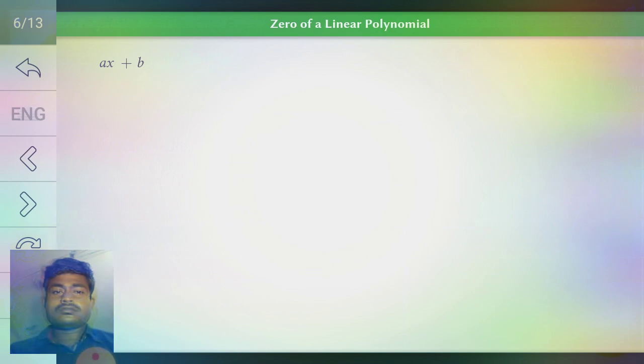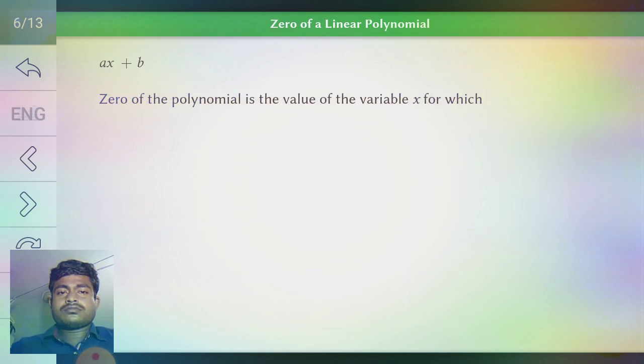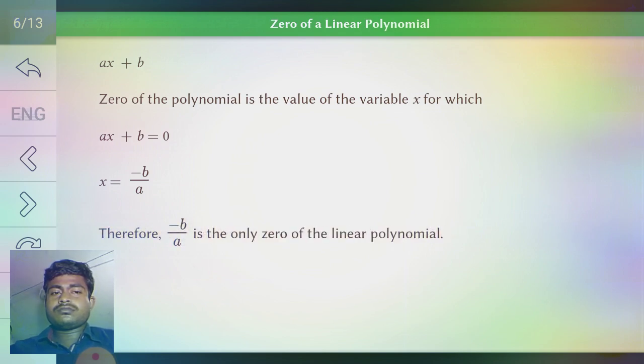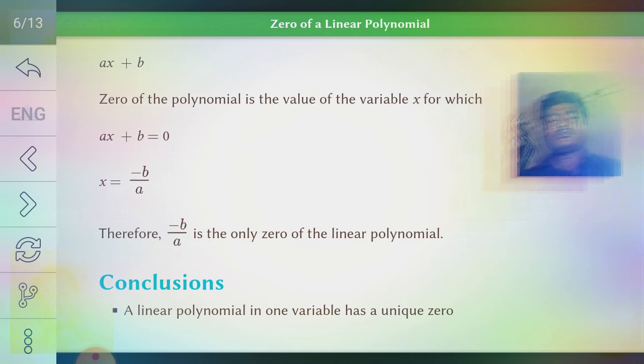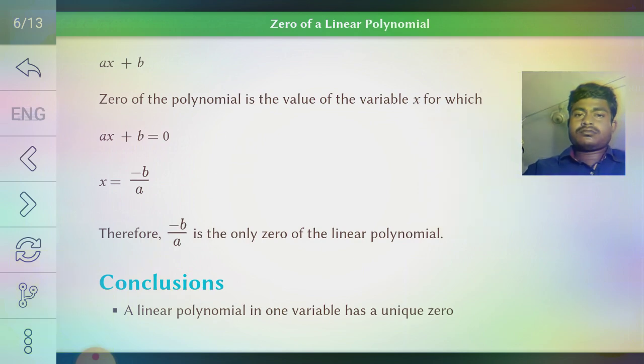Let ax plus b be a linear polynomial. Then the zero of the polynomial is the value of the variable x for which ax plus b is equal to 0. Solving for x, we get x equals negative b by a. Therefore, negative b by a is the only zero of the linear polynomial. So, we can conclude that a linear polynomial in one variable has a unique zero.